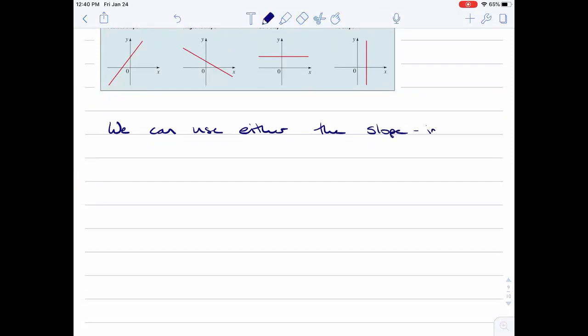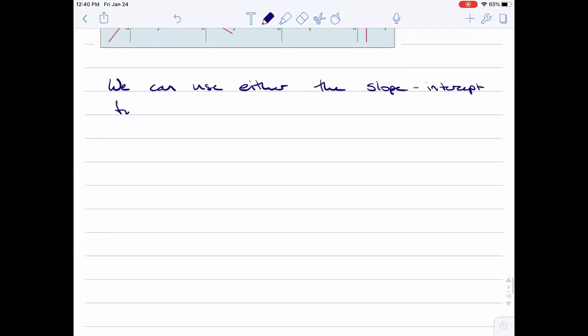The slope intercept form of a line, right? Y equals mx plus b. Just convince yourself, right? You need the slope and you need the intercept, so it's the slope intercept form.